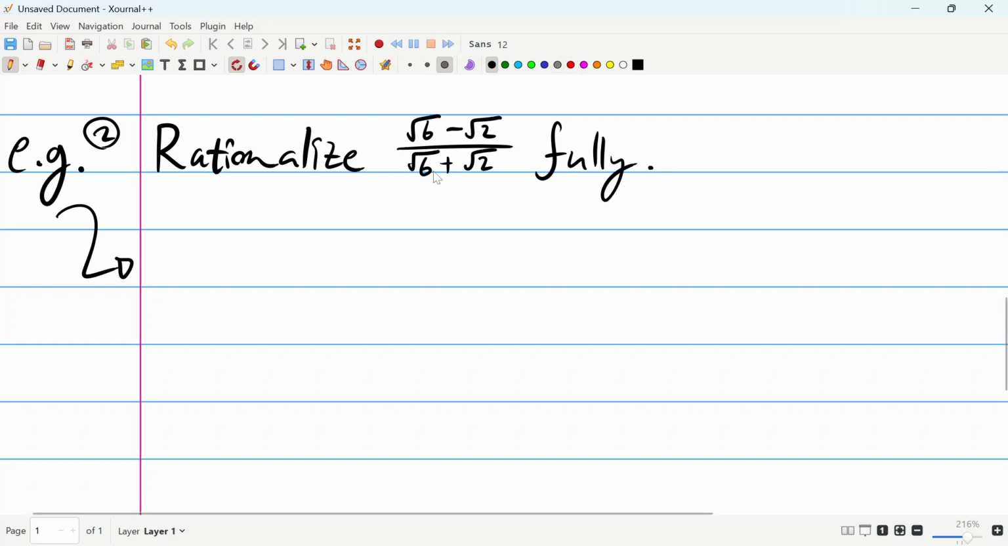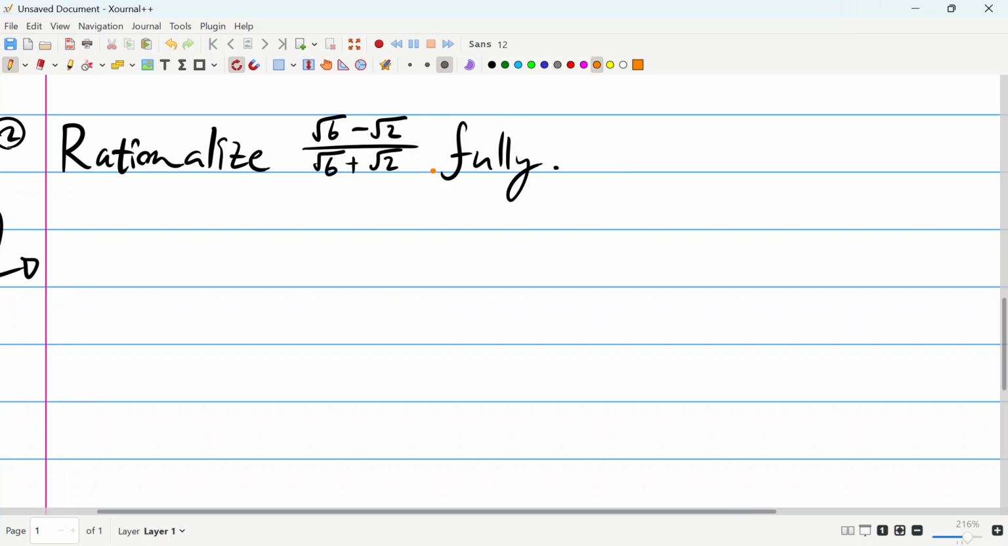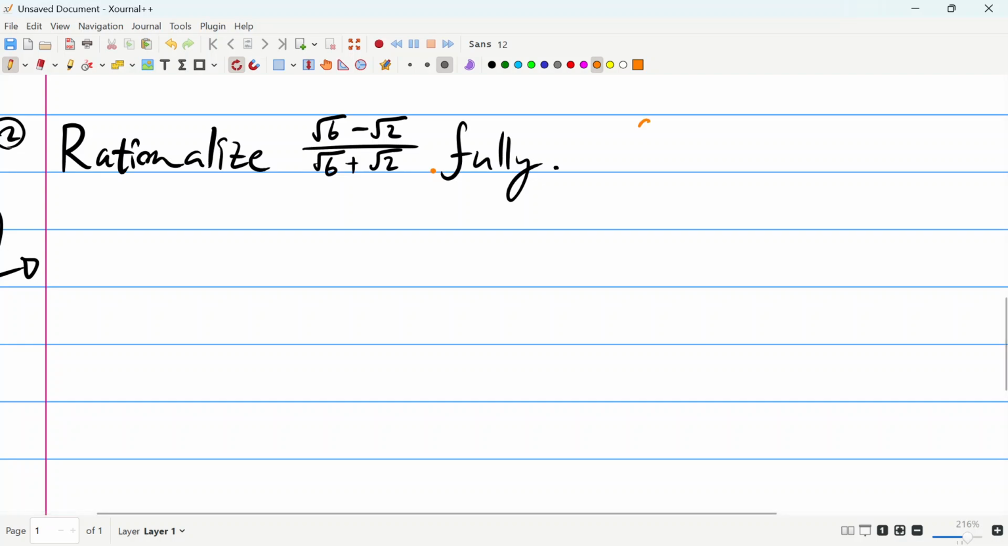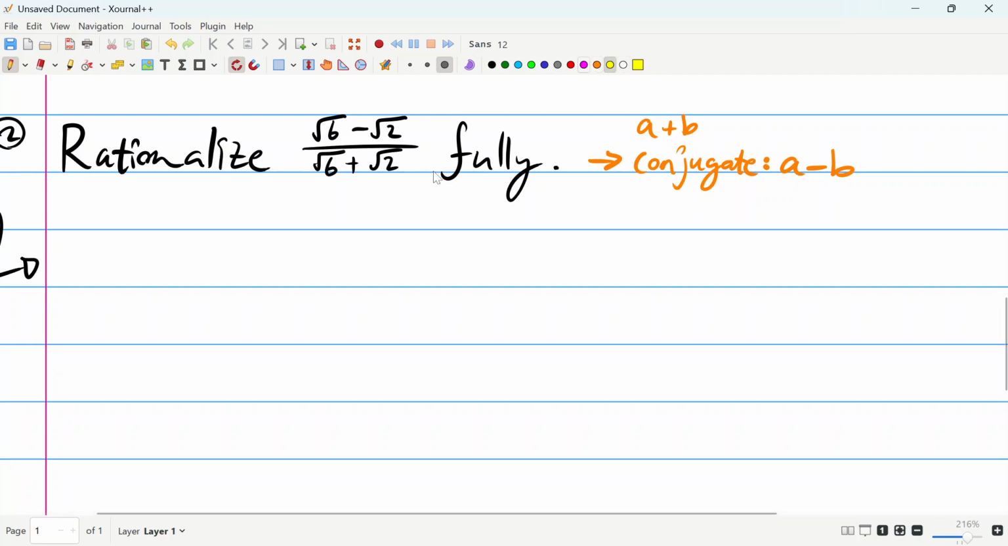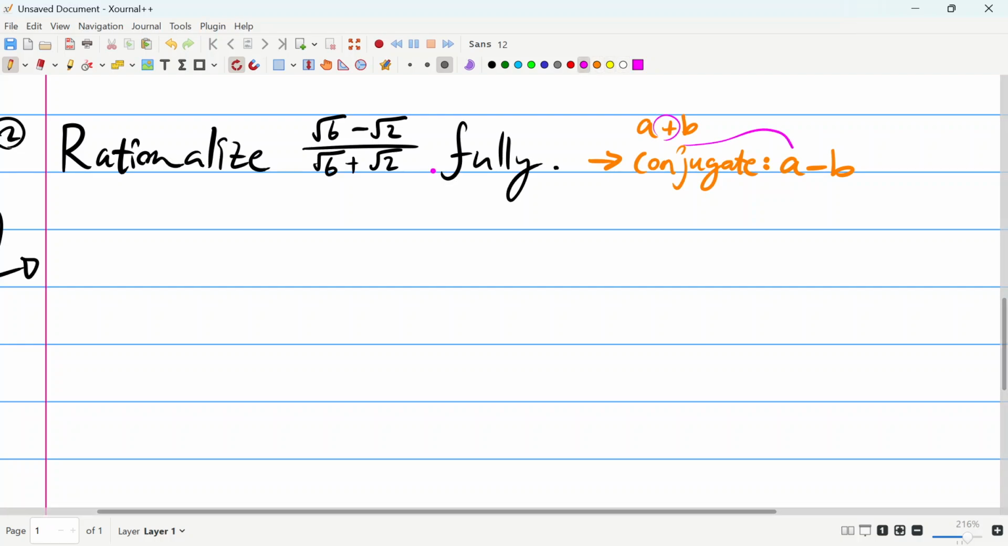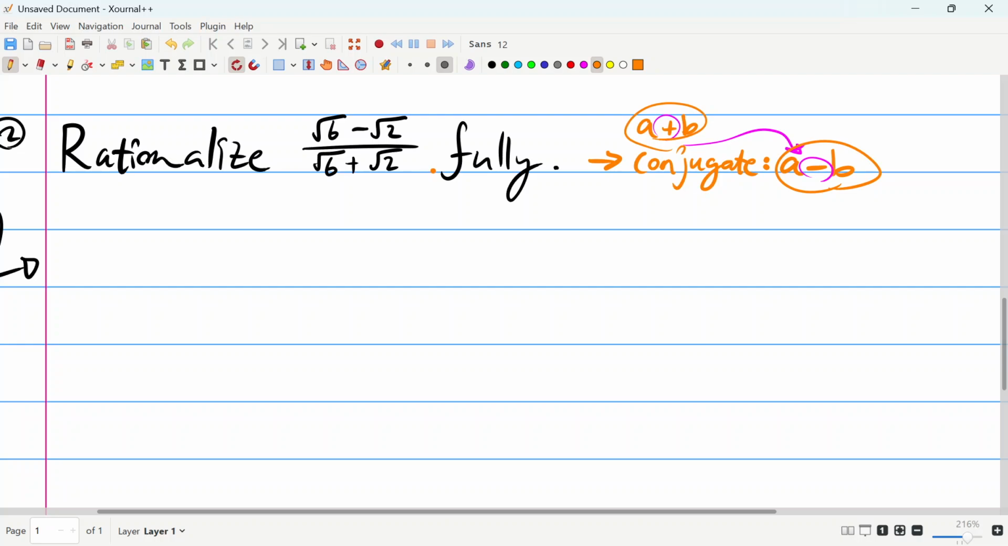Now, what is a conjugate? I'm going to write here on the side. Let's say, for example, we have A plus B, right? This means that the conjugate is going to be A minus B. All we simply did was just swap the sign. Okay, meaning it can work vice versa. The conjugate of A minus B will be A plus B.